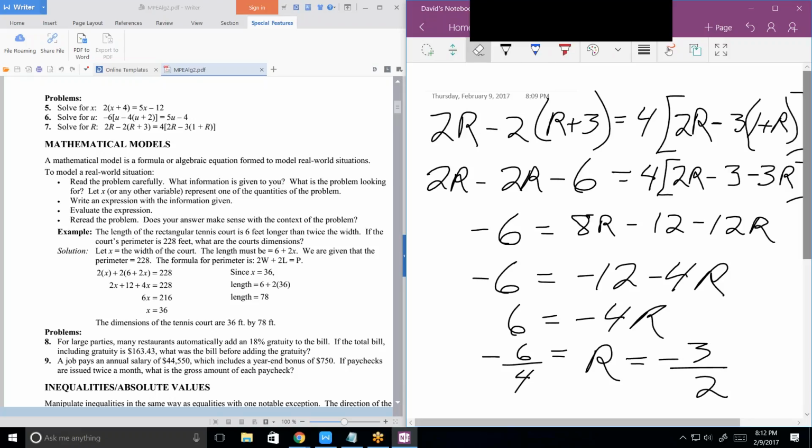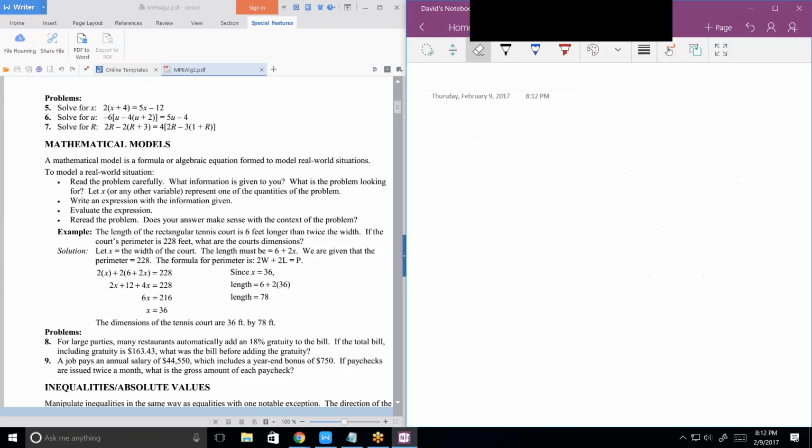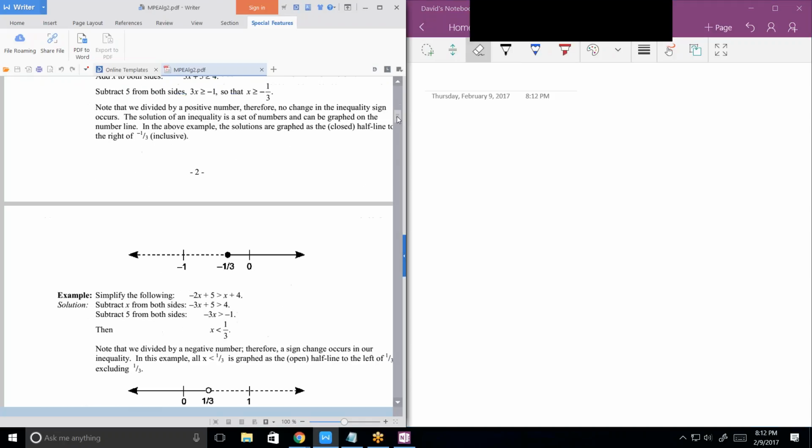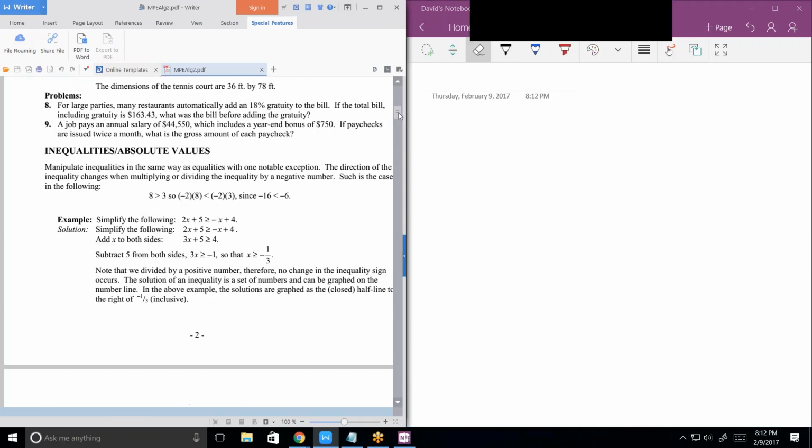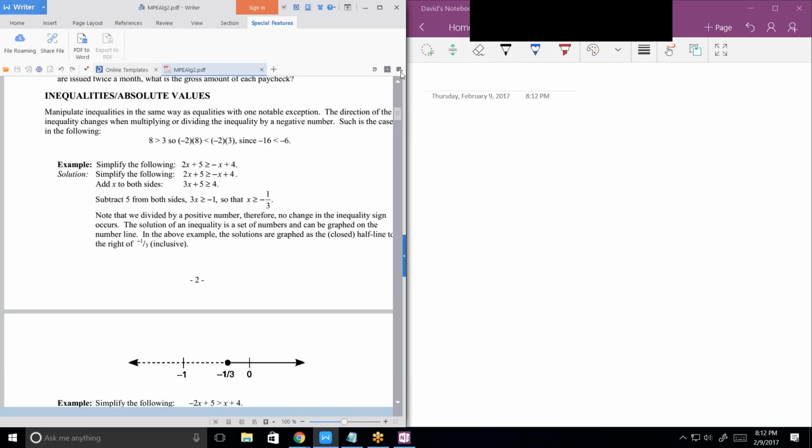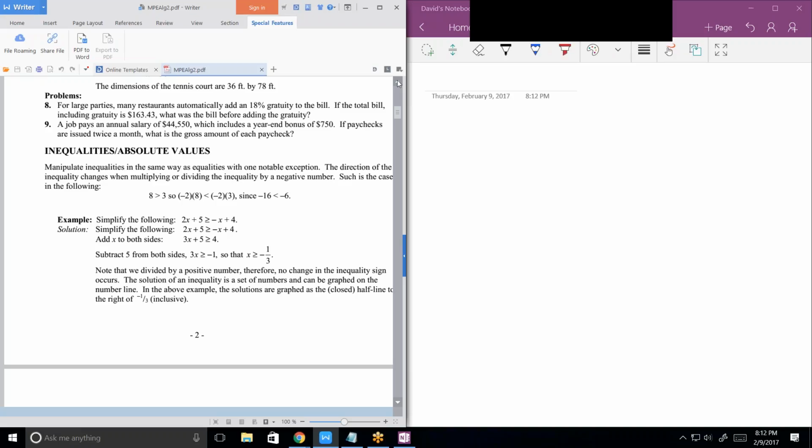All right. Let's go to these word problems. Number 8. Everybody loves word problems. I'm sure you do too. I don't think they're as bad as everyone else does. What's that? I don't think they're that bad. No. Okay, good.